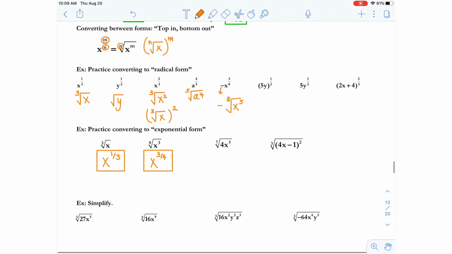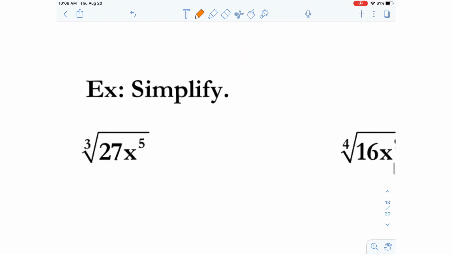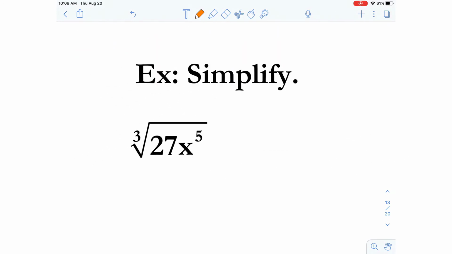So if I asked for writing in exponential form, this would be exponential. If I give you a problem and the original problem is in radical form, that means that I need my answer to be in radical form. So you're going to stay with the same form of the original problem, okay?